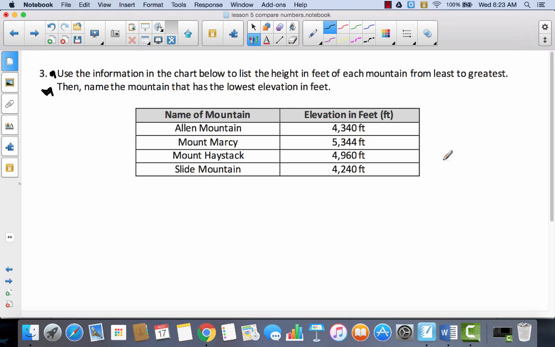So I already know that 5,344 feet is going to be the greatest. So I can go ahead and write that there. I'm going to put a check mark by that. Now all of these have a 4 in the thousands place, so I'm going to go to the hundreds place.